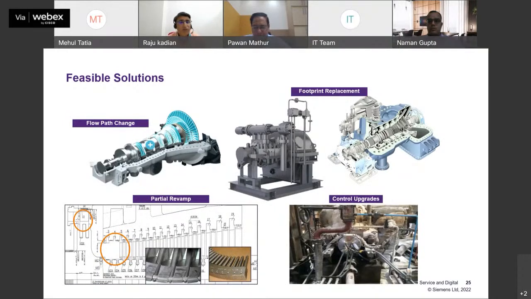Under modernization and upgrades, we have 4 solutions. One is flow path change. Here we change the components which come in contact with steam. We do it for Siemens and Siemens licensee fleets. Second option is footprint replacement, with minimum modification in the foundation and layout of the machine. Third one is partial revamp, where we do minor modifications like removing 1 or 2 stages, for example here, to increase the swallowing capacity of the turbine. Fourth one is control upgrades.